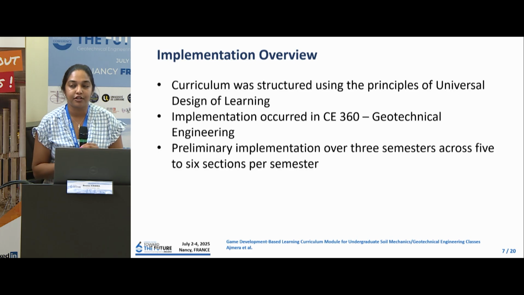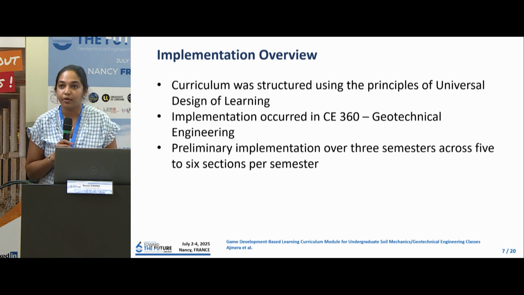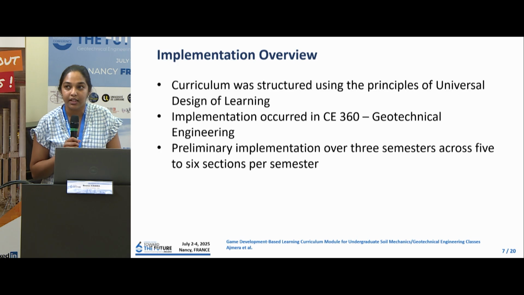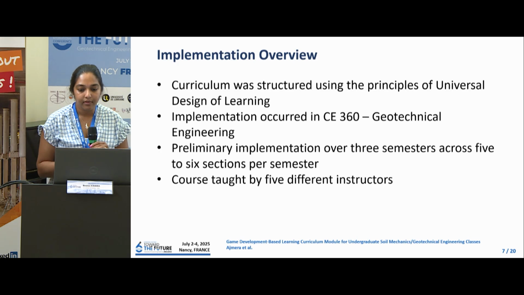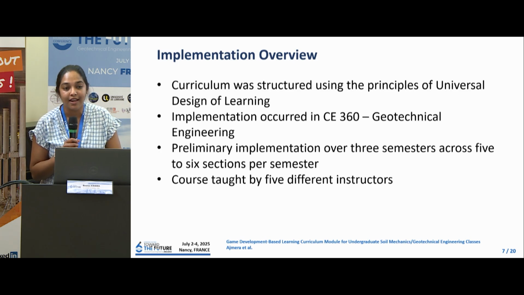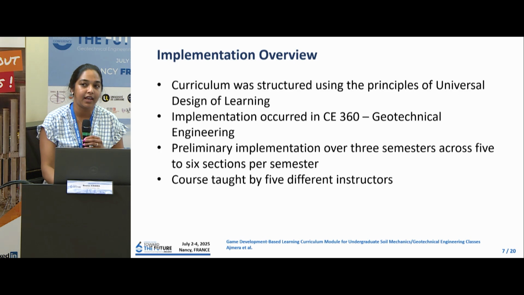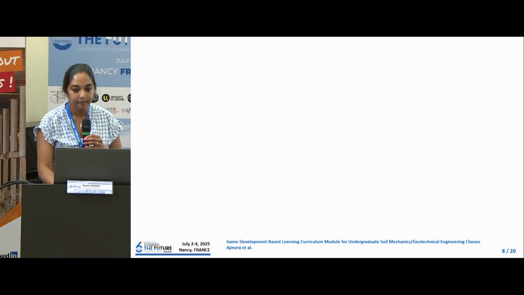The implementation occurred over three semesters. Each semester we had about five or six sections of the course, each with approximately 20 students in it. During that time, the course was taught by five different instructors. So we had four of the full-time geotechnical faculty at our institution teach it, and then we had a doctoral candidate who was gaining some teaching experience teach it in one of the implementations.